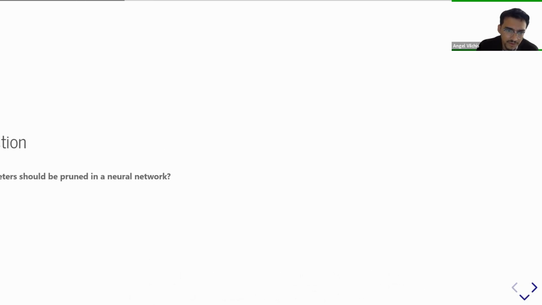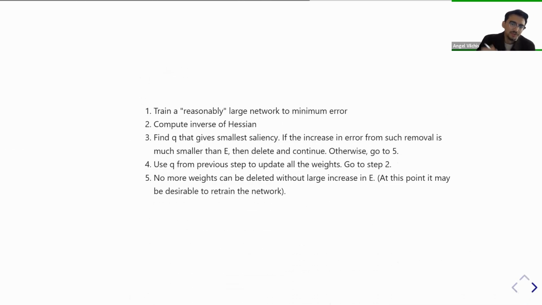So what's the approach? Well, a similar approach: we train a network to minimum error. We compute the inverse of the Hessian, and we'll show why that's important. And then we find Q, which is just an index of the weights. So we find the parameter that gives the smallest saliency, basically. We remove it if it makes sense to, otherwise we stop. If it does make sense to remove it, we iterate, try to find another weight, and see if it makes sense to remove that one, given that it has small saliency, and so on and so forth.